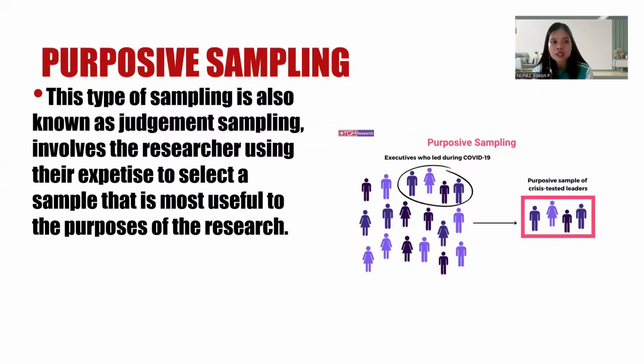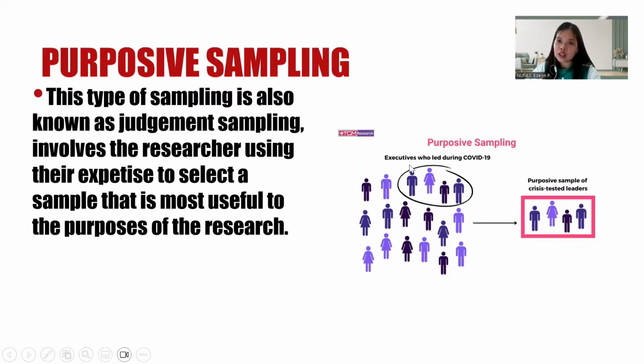So you might set three criteria for choosing the respondents. This type of sampling is also known as judgment sampling. It involves the researcher using their expertise to select a sample that is most useful to the purposes of the research. Here, the study is all about COVID-19.